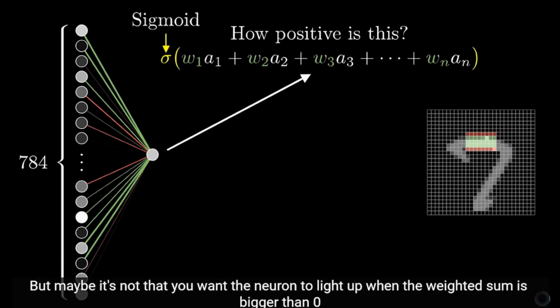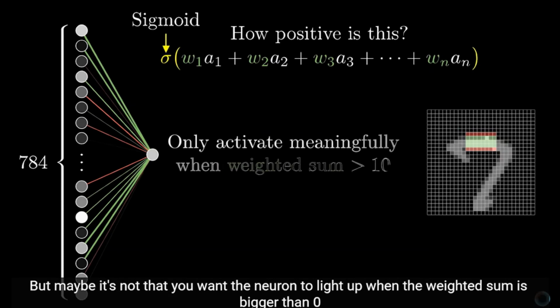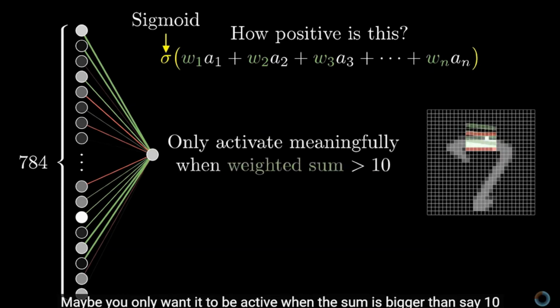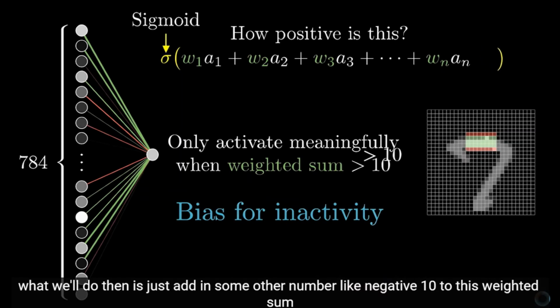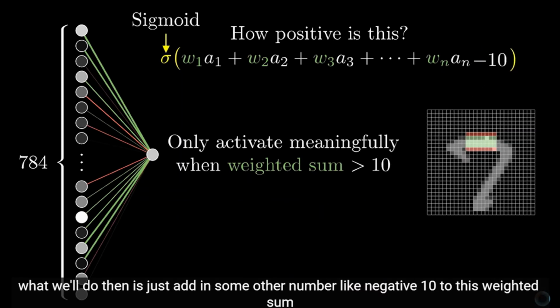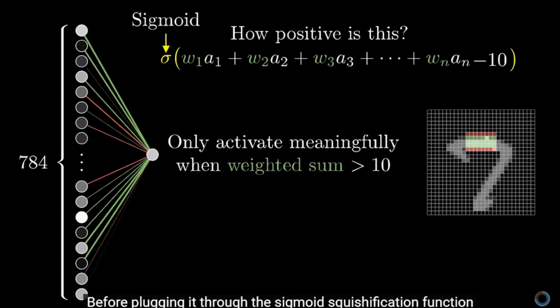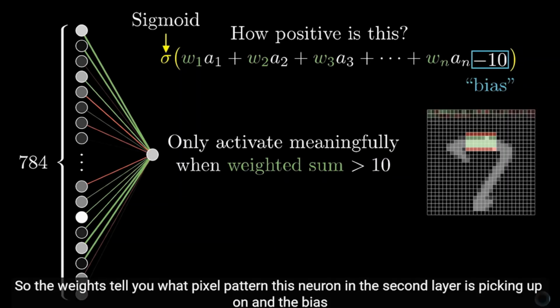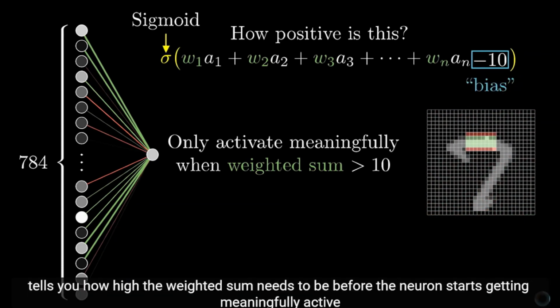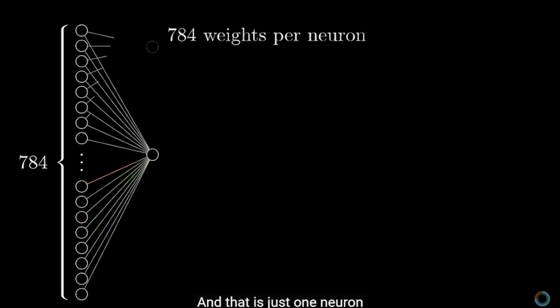But maybe it's not that you want the neuron to light up when the weighted sum is bigger than 0. Maybe you only want it to be active when the sum is bigger than, say, 10. That is, you want some bias for it to be inactive. What we'll do then is just add in some other number, like -10, to this weighted sum before plugging it through the sigmoid squishification function. That additional number is called the bias. So the weights tell you what pixel pattern this neuron in the second layer is picking up on, and the bias tells you how high the weighted sum needs to be before the neuron starts getting meaningfully active. And that is just one neuron.